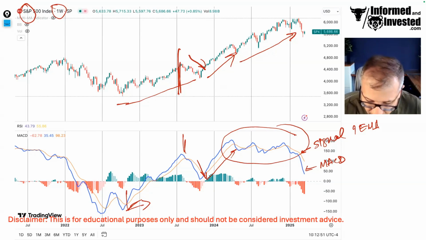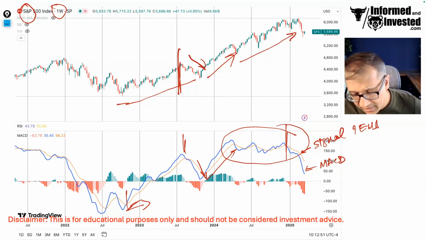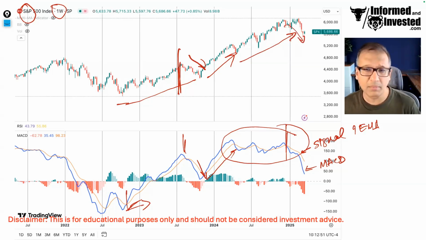Recently, sometime around late December last year, the MACD line crossed below the signal line, and soon after that, the S&P 500 started dipping. Basically, that shows that the momentum was starting to die out. So folks, that is the MACD.